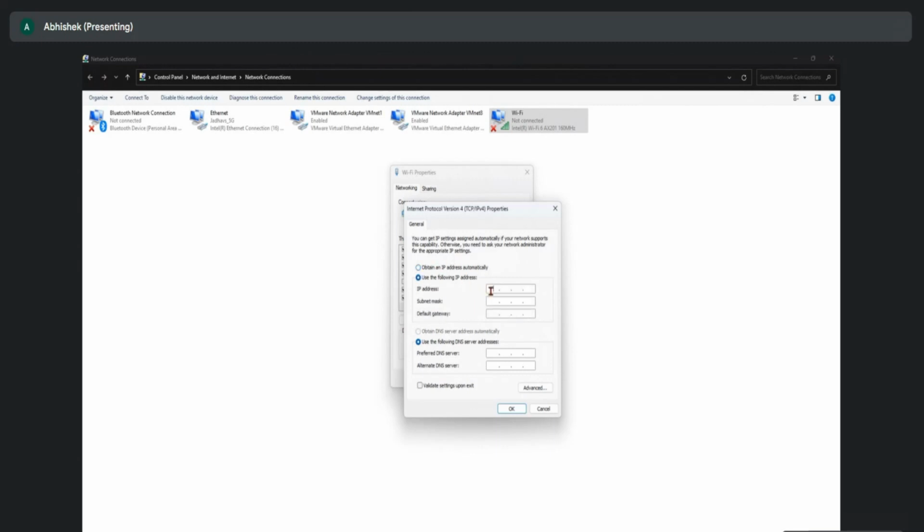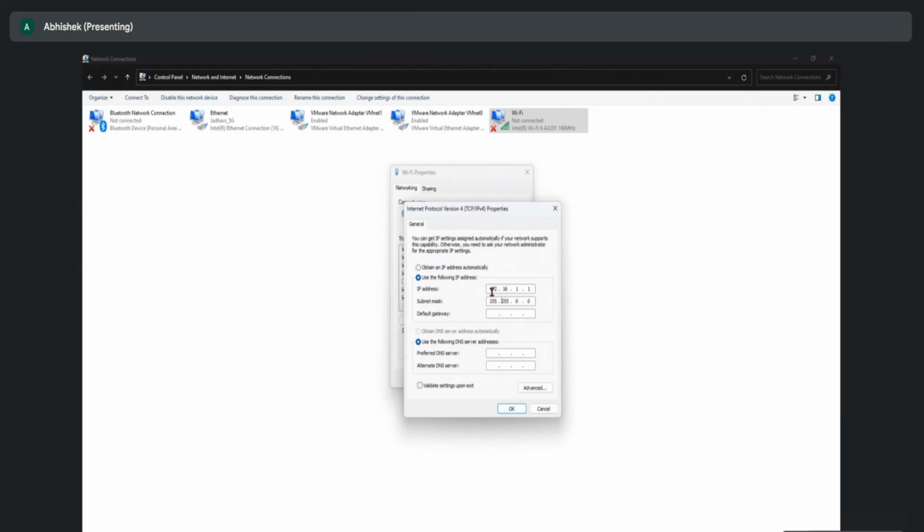Now let's say I configure 172.16.1.1 and I click on the subnet mask, it brings me 255.255.0.0. This means that these two portions are the network portion and the other two portions are the host portion. So your system will look at 172.16 as the network, and whatever other values are here are the host portions. That means you can communicate with the other hosts.